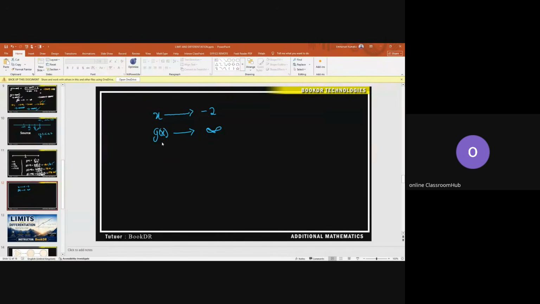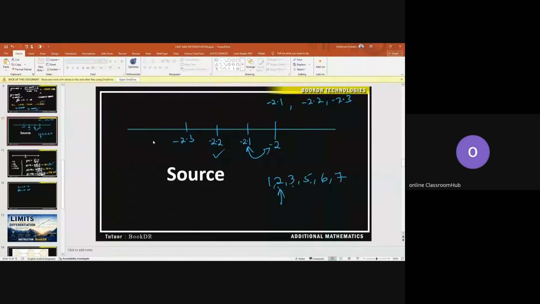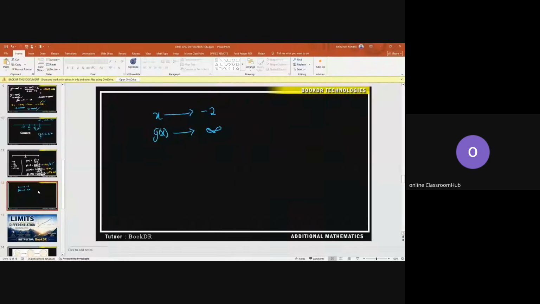Positive infinity. Good. So in limit, when we investigate the left side, as we are getting closer to the negative 2 from the left side, and then as we are getting closer to negative 2 from the right side, if all of them are not pointing to the same number, we say that the limit does not exist. So the limit that we're investigating does not exist. So the limit does not exist. We'll do another one and you understand.